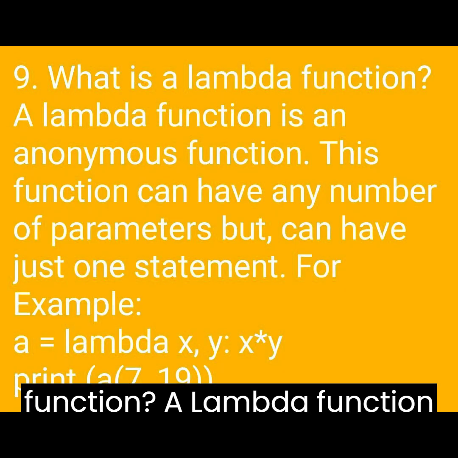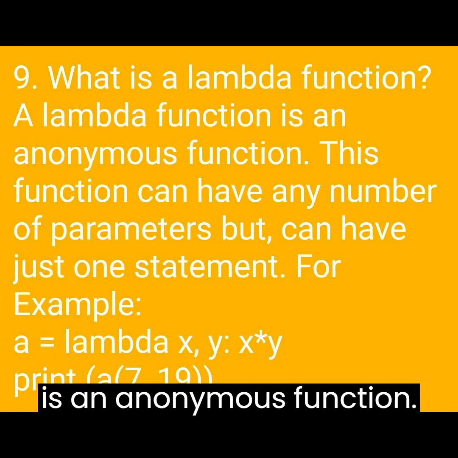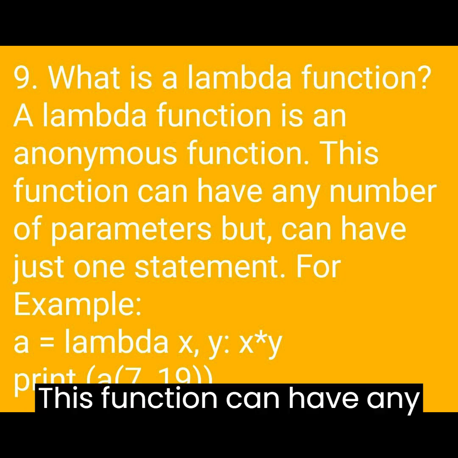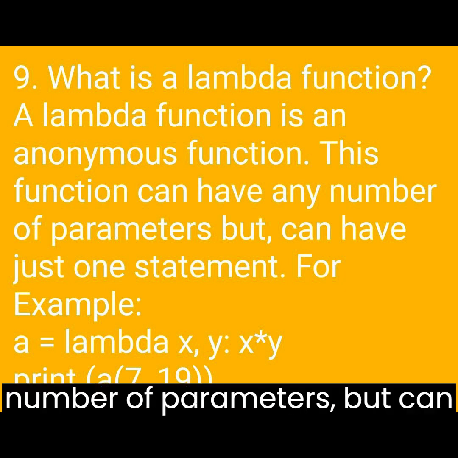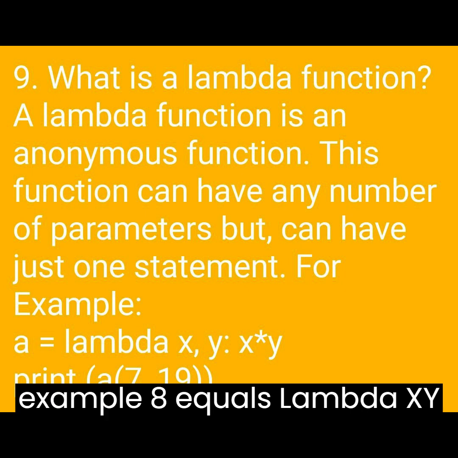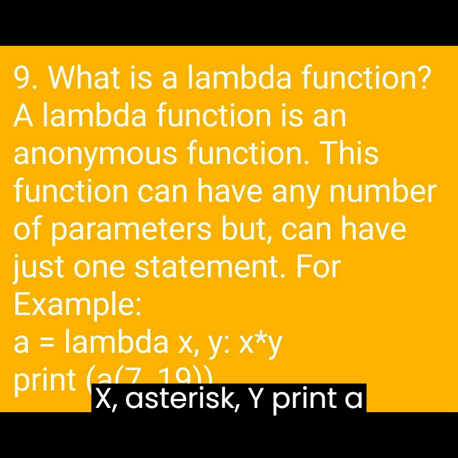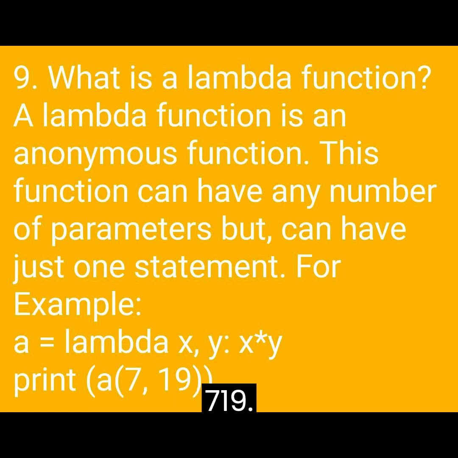9. What is a lambda function? A lambda function is an anonymous function. This function can have any number of parameters but can have just one statement. For example, a = lambda x, y: x * y. print(a(7, 19)).